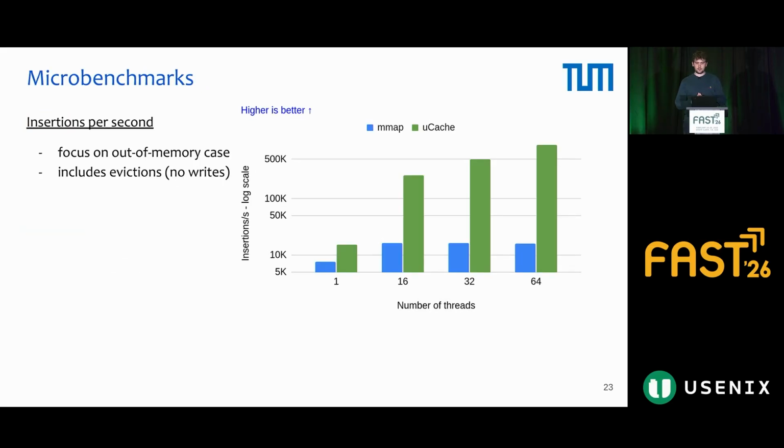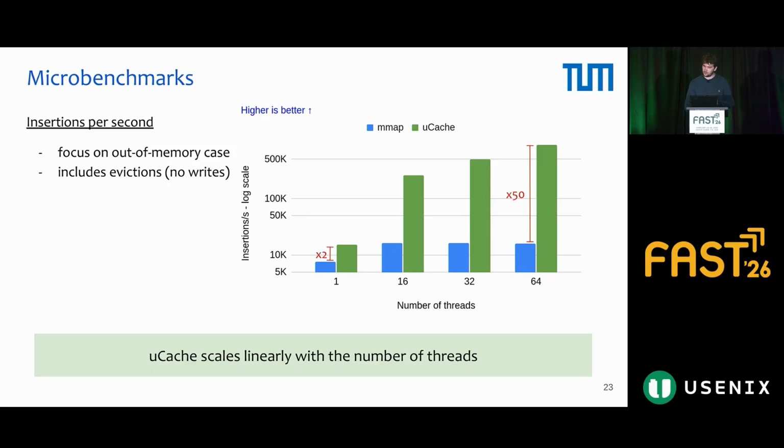Starting with micro-benchmarks, we focus on the throughput of insertions in the cache. We investigate the performance of insertions in the out-of-memory case where it requires periodic evictions. We evaluate the scalability of uCache by varying the number of threads, and as presented in the figure, uCache outperforms mmap with improvements ranging from 2 times to 50 times. We can also see that uCache scales linearly with the number of threads.